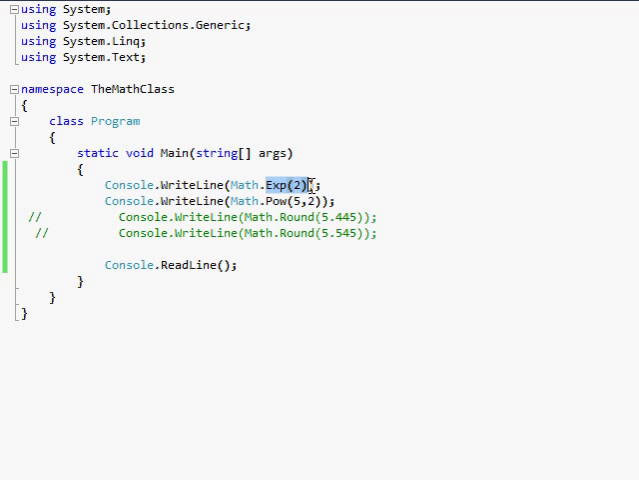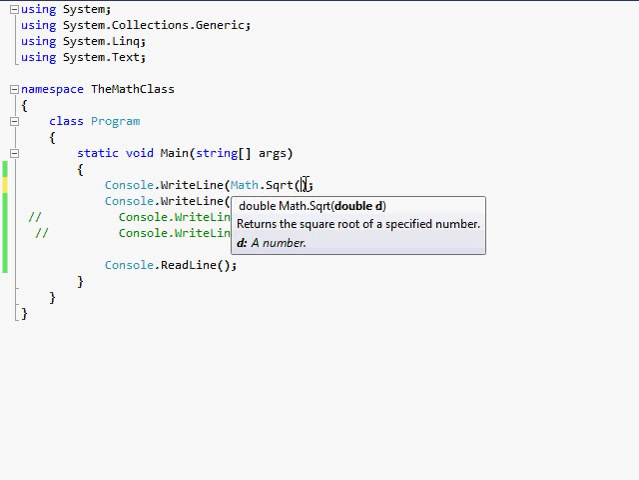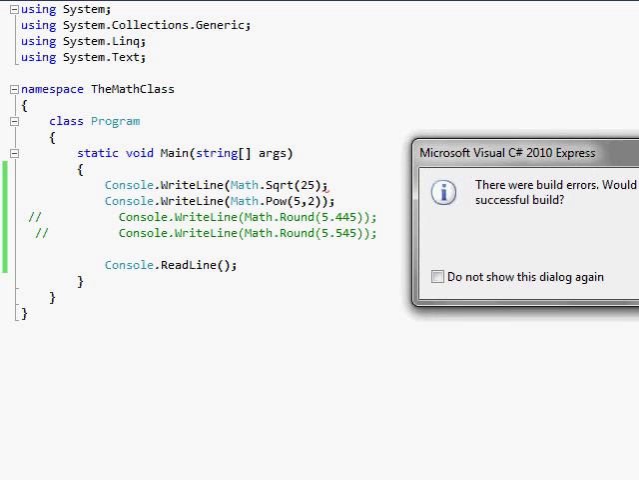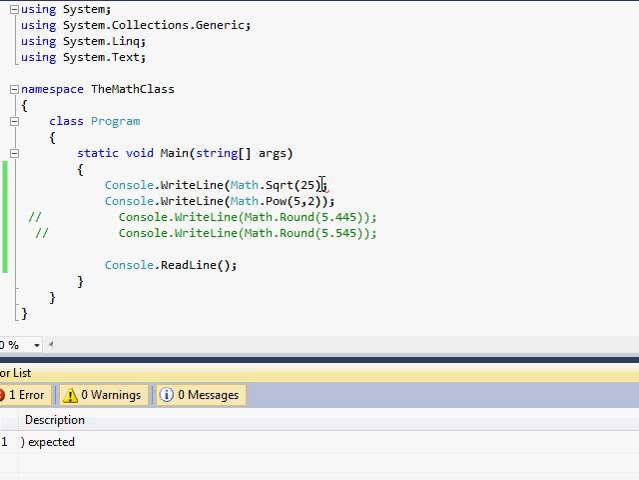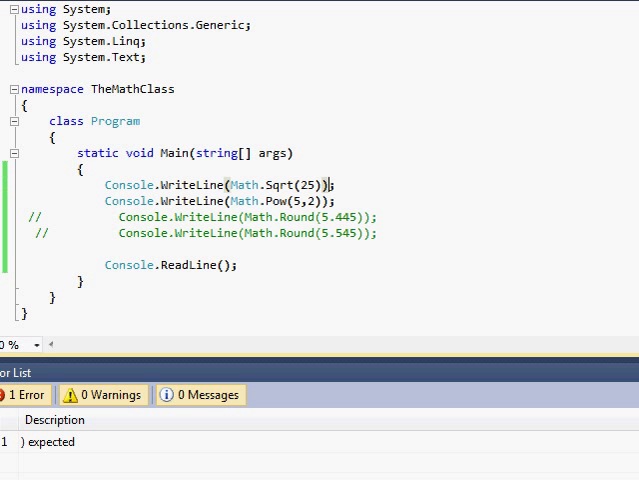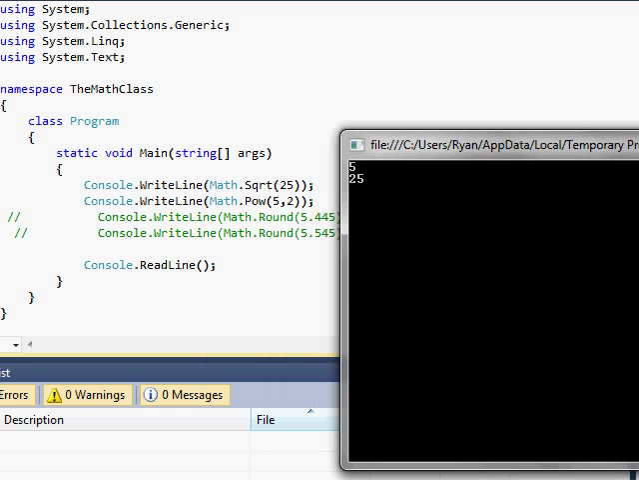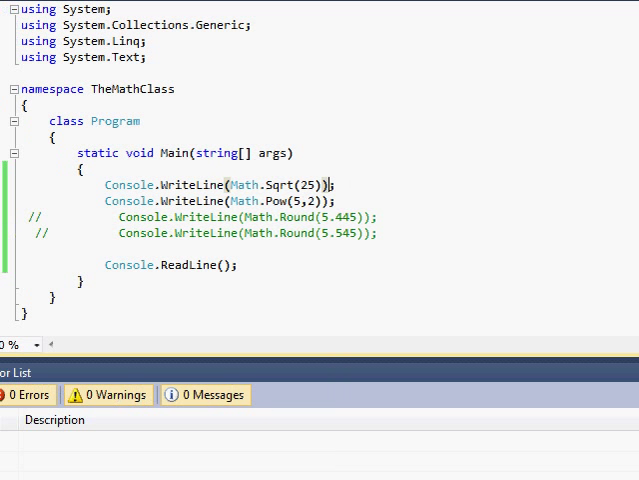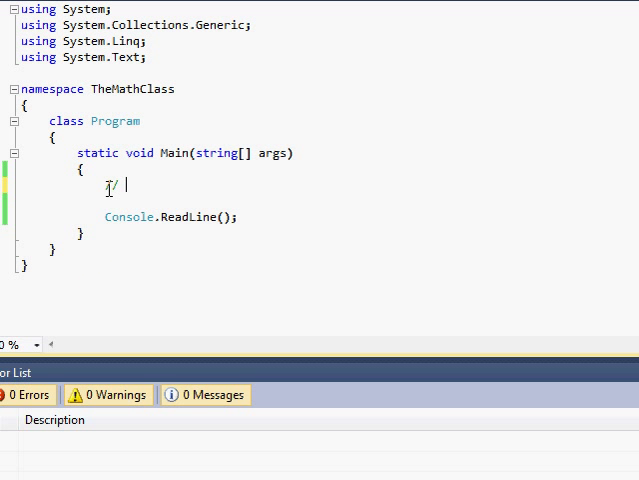And then there's the square root, which looks like sqrt, but it just basically takes a number and square roots it. So let's do square root of 25. And I have another error. Square root of 25 is 5. Okay.